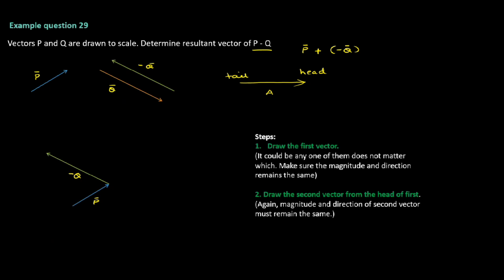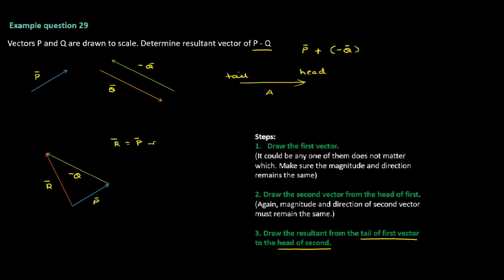Then the third step: you draw the resultant from the tail of the first vector to the head of the second. The first vector I drew was P. I will start drawing my resultant from the tail of P and go until the head of negative Q. So this is how you draw the resultant R bar, which is P minus Q.